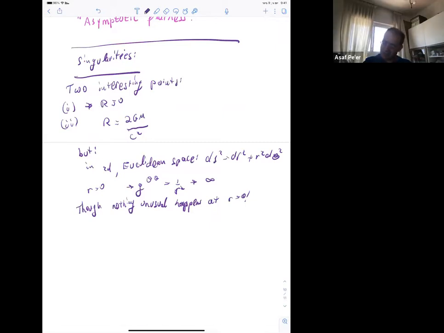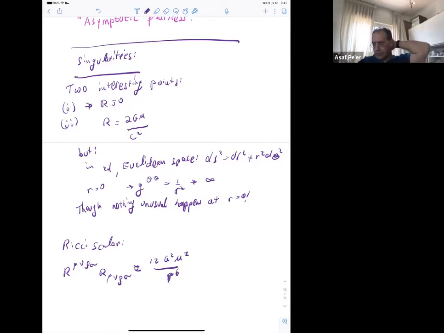So if we calculate the Ricci scalar, then we get R mu nu rho sigma R mu nu rho sigma. You'll have to take my word for it. It's 12 G squared M squared over R to the power 6. So that makes a discrimination between these two points that we saw: R equal to 0 and R equal to GM over c squared.